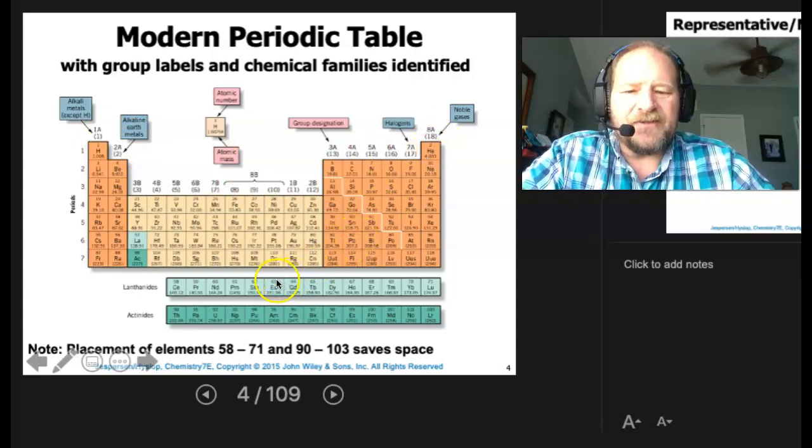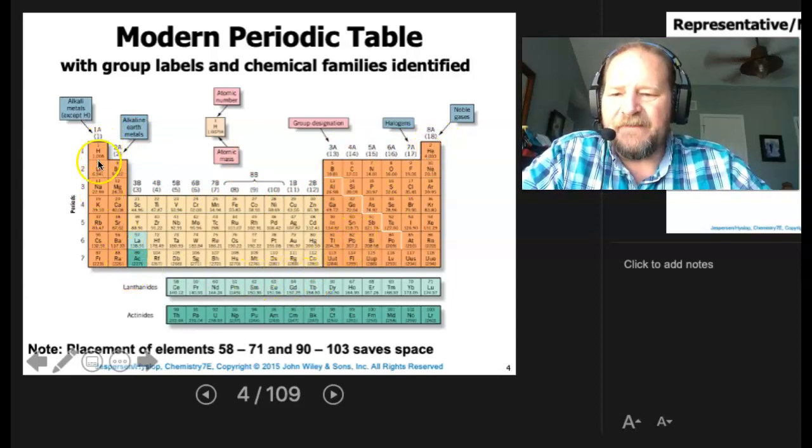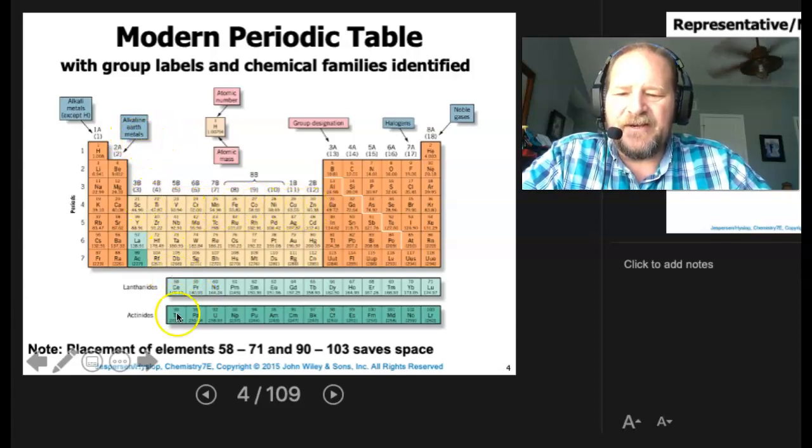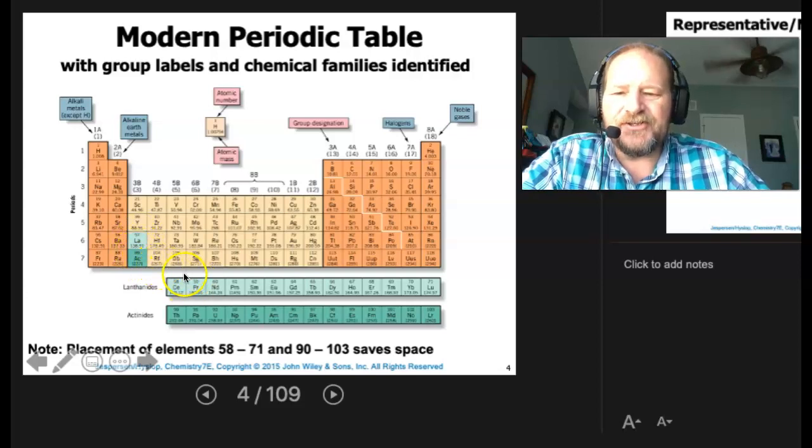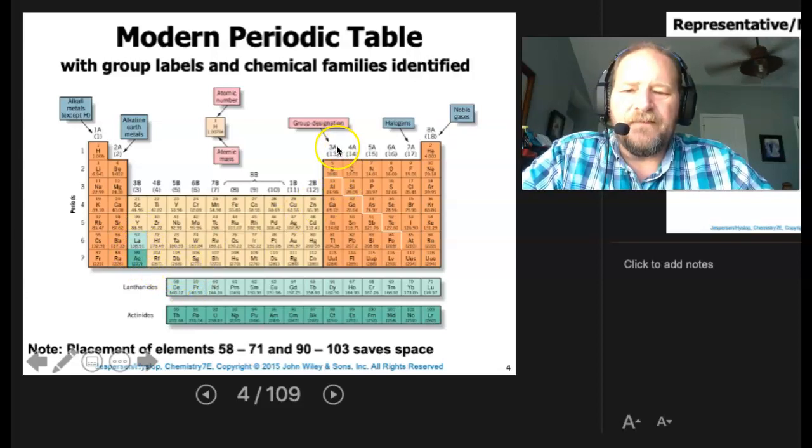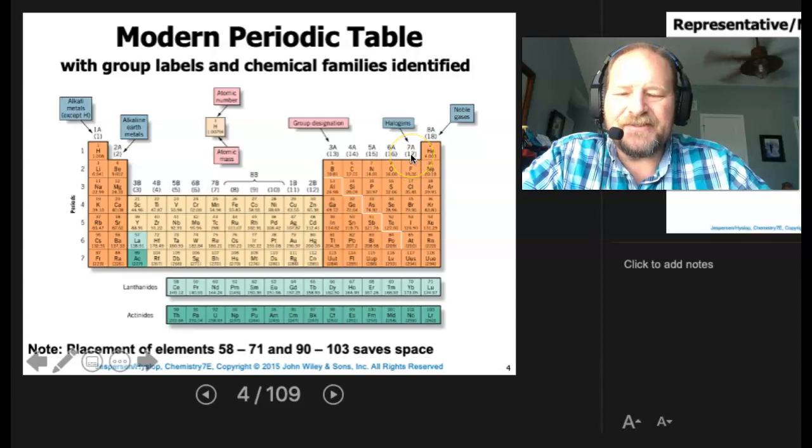Some family names and group names I need you to know. The very first group going up and down here is called the alkali metals. The second group is called the alkaline earth metals. All of these are called the transition metals. Down here, these two groups, including these two, are called the inner transition metals. Over here we have the last group is called the noble gases, and then group 7A is the halogens.